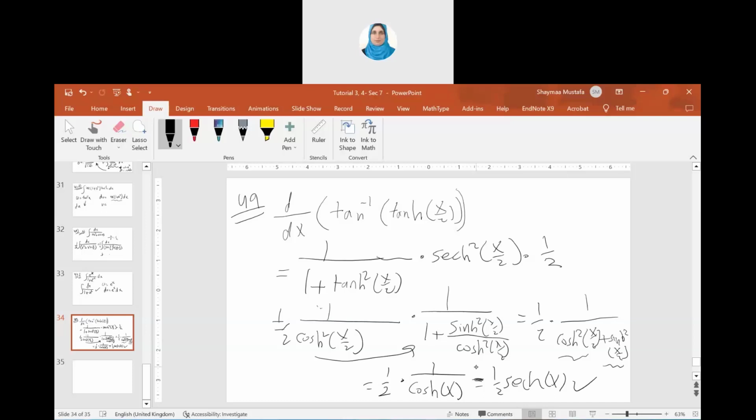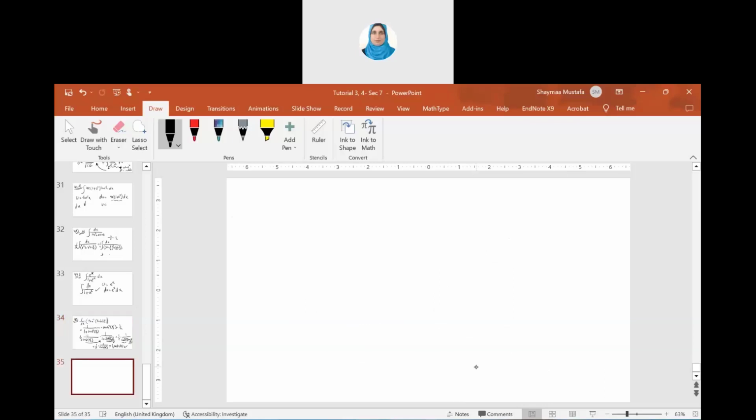You can go to 50 and 51. I will solve 50 only, and 51 is by the same method. Okay, for question 50.